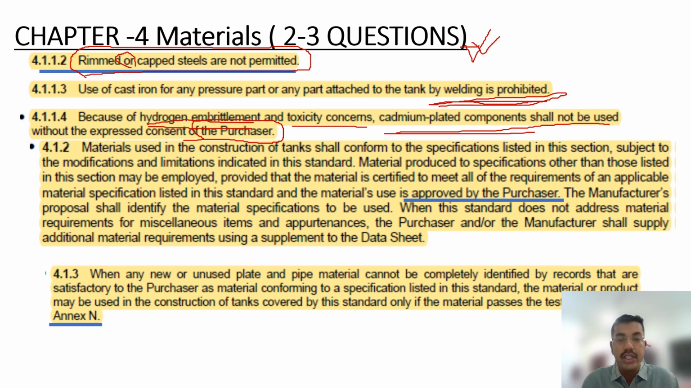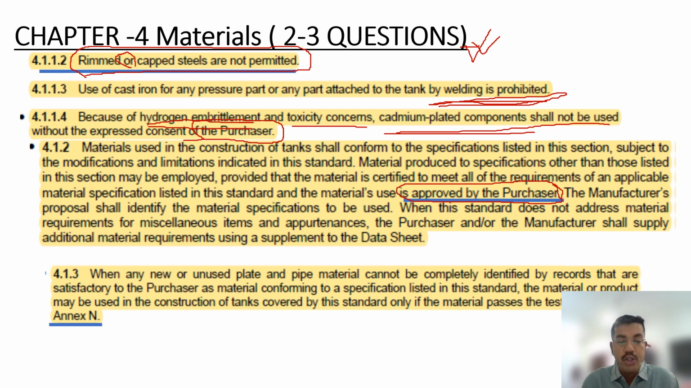Material used in the construction of tanks shall conform to the specifications listed in the section, subject to the modifications and limitations indicated in the standard. Material produced to specifications other than those listed in the section may be employed, provided that the material is certified to meet all the requirements of an applicable material specification listed in the standard and the material use is approved by the purchaser. So as I told you, if there is any material which is not listed in API 650 and the purchaser wants to use it, then they can use it. Okay.